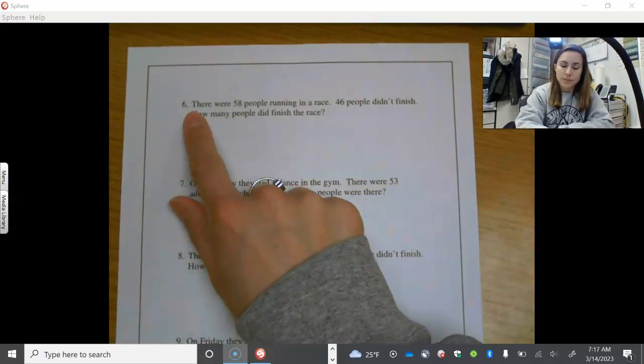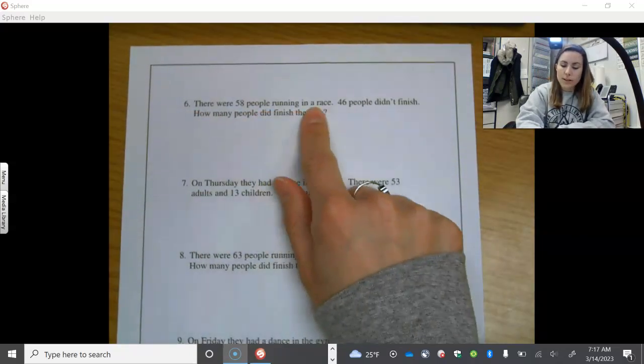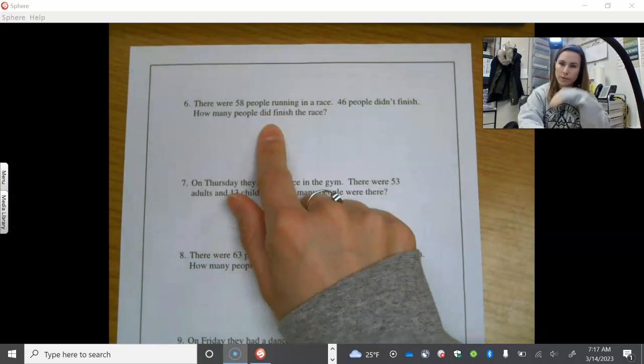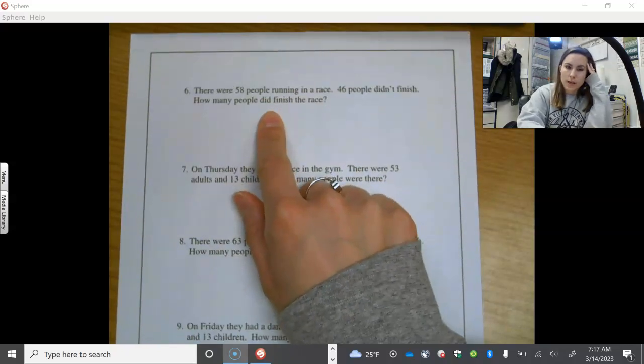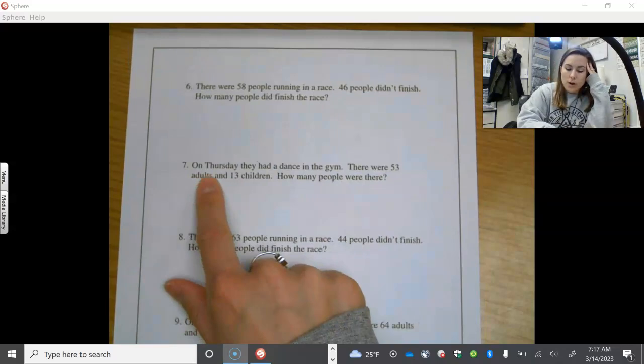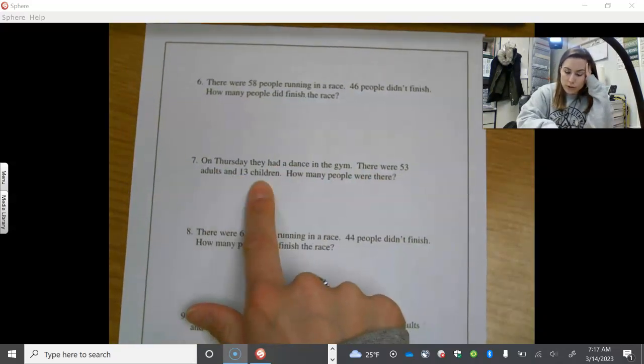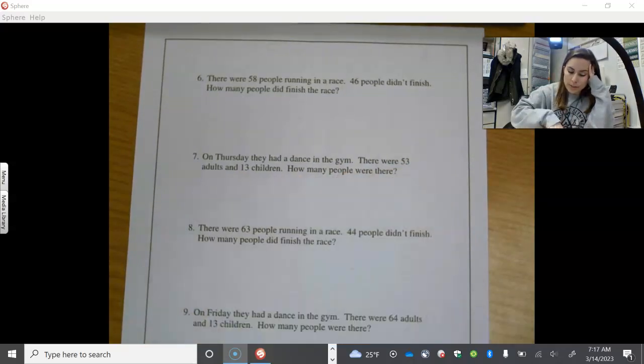Number 6, there were 58 people running in a race. 46 people didn't finish. How many people did finish the race? Number 7, on Thursday they had a dance in the gym. There were 53 adults and 13 children. How many people were there?